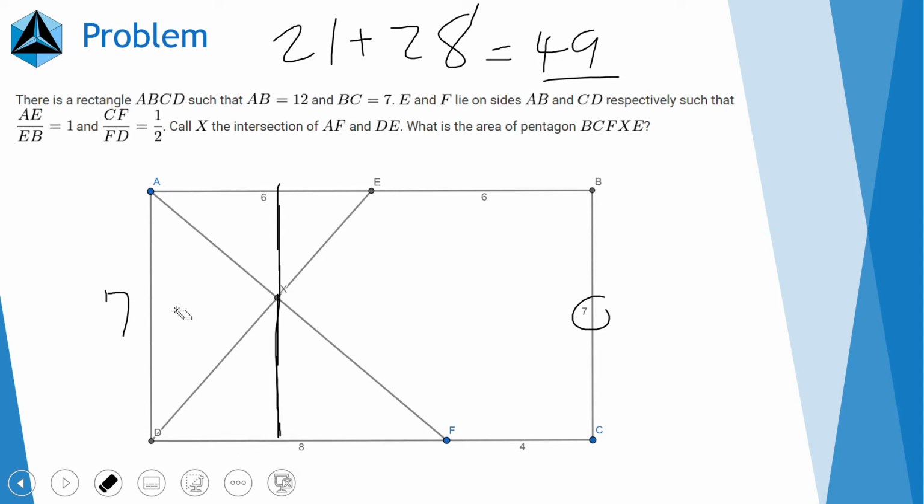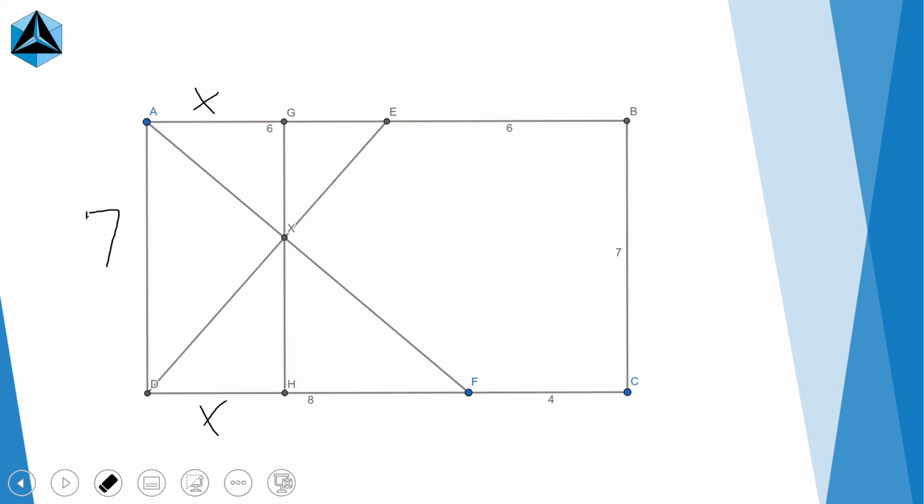So on the next diagram, I'm going to have an altitude drawn from X. Here, I let G and H be these new points given by GeoGebra. We want to let this length AG equal x. And we see that DH also has to equal x for obvious reasons.